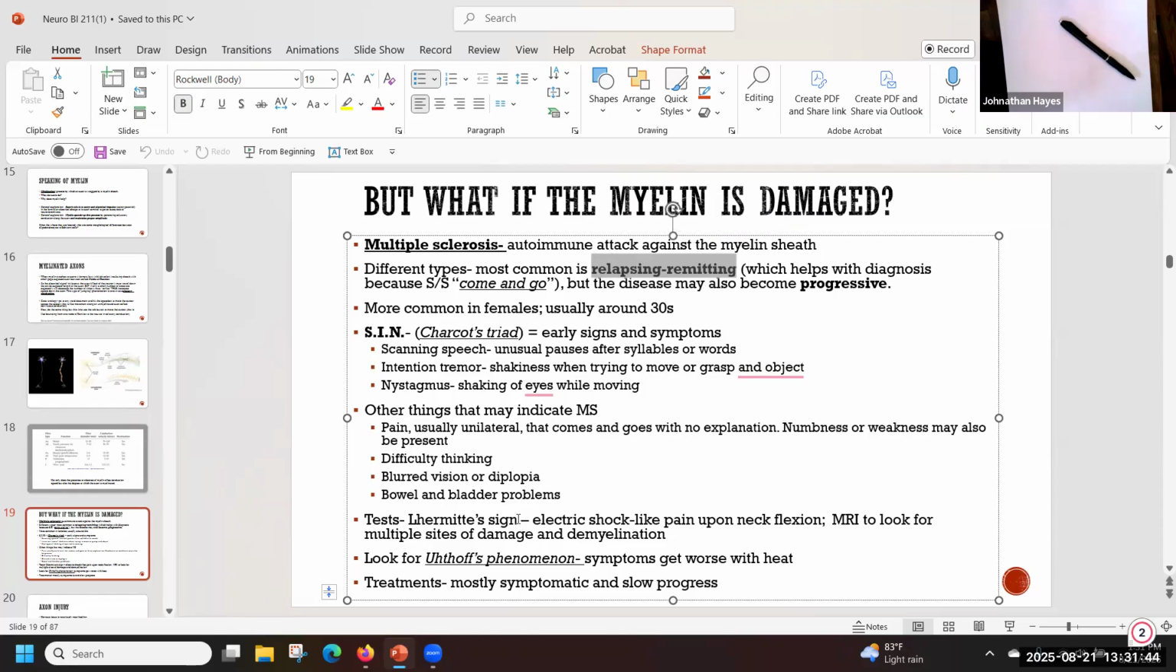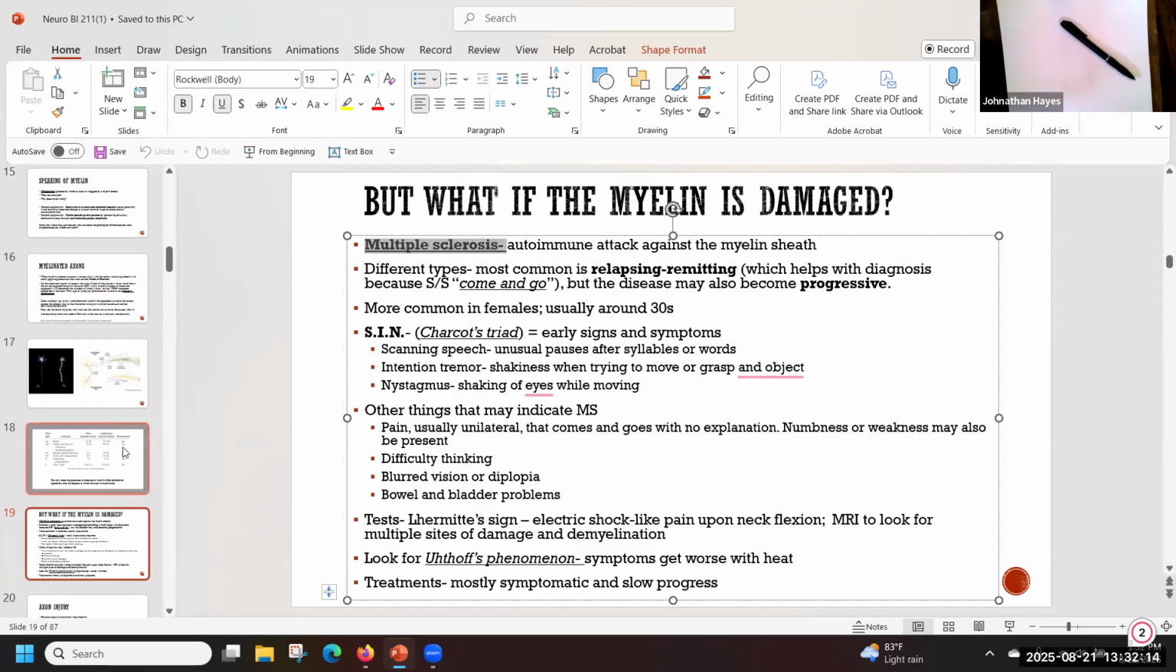Lhermitte sign, this is a way we can test it. Sometimes you could call this a neurological test. Sometimes you could call this an orthopedic test because you are having them assume a certain position. But if you have the patient flex their chin to their chest, or maybe you flex their chin to their chest if they're supine or laying down, if they notice that there's electric shock-like pain upon neck flexion, that's a good indication that they do have MS.